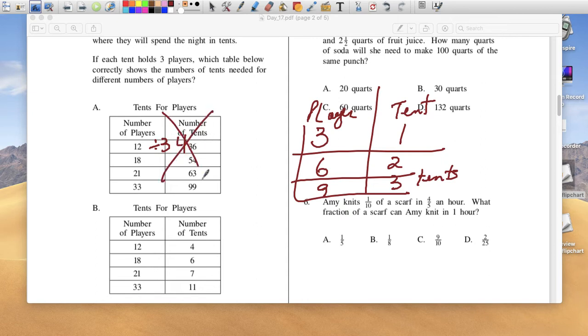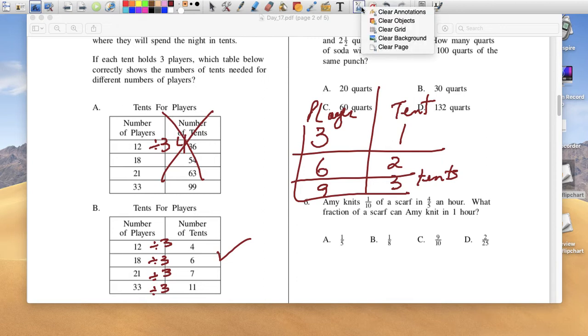So automatically this one is also wrong. This one works, right? 12 players divided by 3 you get 4. Divided by 3, you get 6. Divided by 3, you get 7. 33 players divided by 3, you get 11. So B is the correct one.